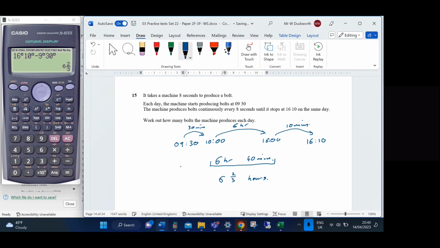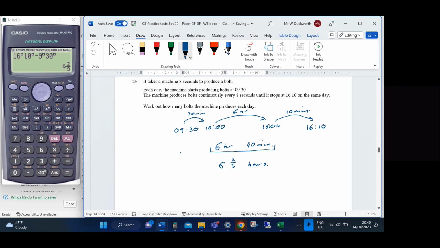Hours. And then I'm going to work out the number of bolts that the machine would produce in an hour. So the number of seconds in an hour: there are 60 seconds in a minute, and there are 60 minutes in an hour. So the number of seconds in an hour is going to be 60 times 60, and I want to divide that by 8. So 60 times 60 divided by 8 gives us 450. So it would produce 450 bolts in 1 hour.